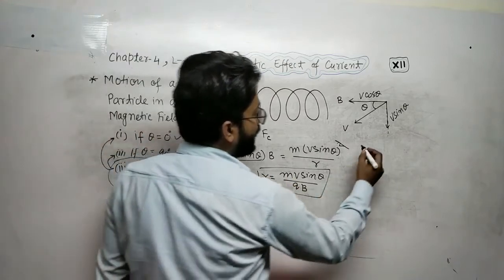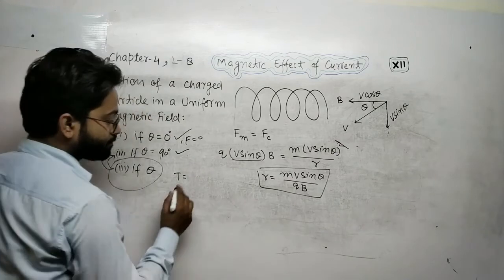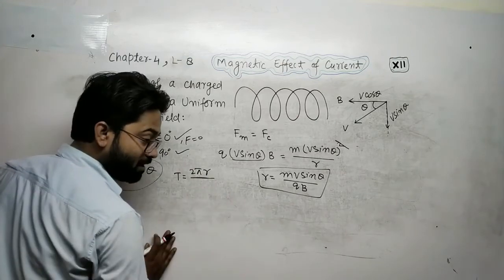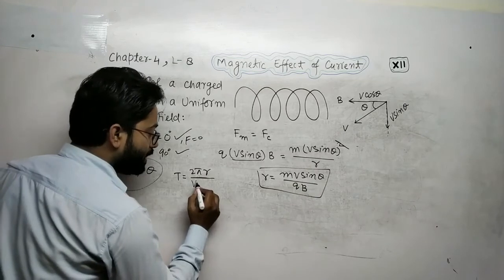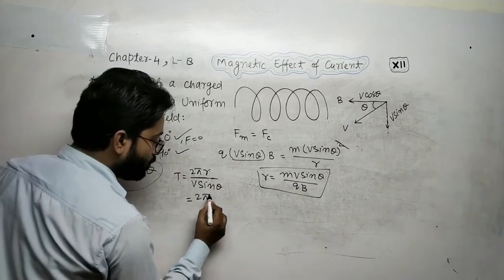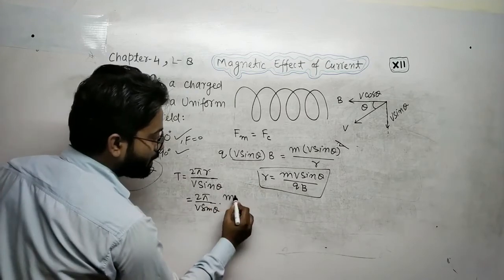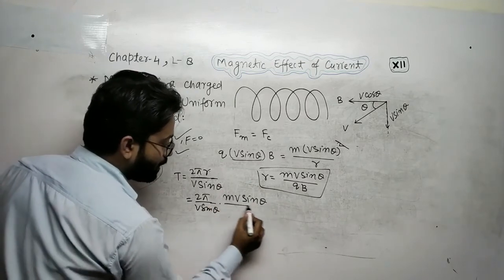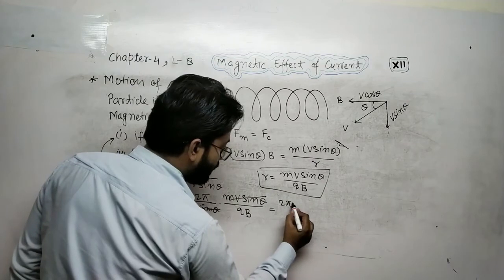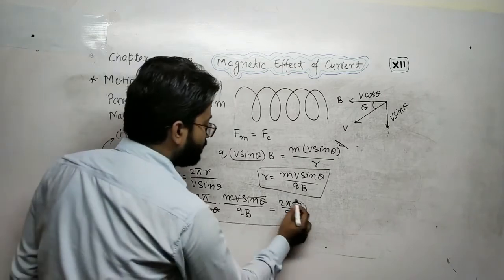And you know that the time period capital T is equal to 2 pi r upon v. What v? Only the perpendicular component, that is v sin theta. Put the value of r: 2 pi upon v sin theta, times m v sin theta upon q b. V sin theta cancels out. T equals 2 pi m upon q b. This is the formula for the time period.